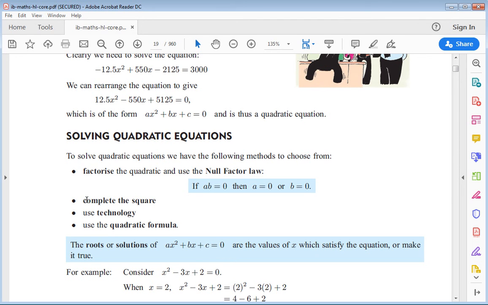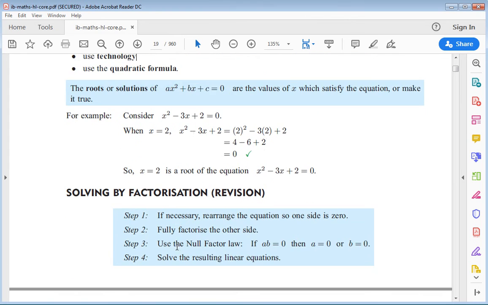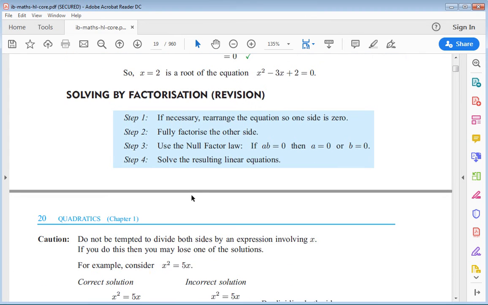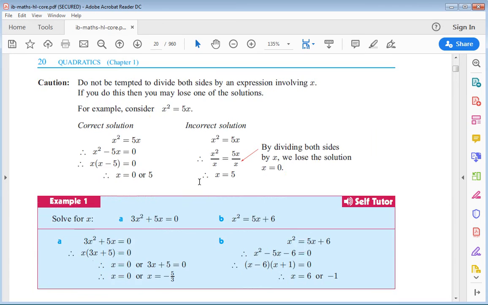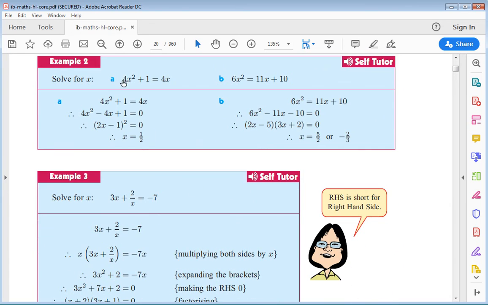And they're reminding me I can use factorization methods. I can use the complete the square method. I can use the quadratic formula, and even technology, right? I could just look at it on a graph. And then they're going to go through and give a few examples of each one of those methods. And I'm just going to kind of look at it and look at a couple of example problems.